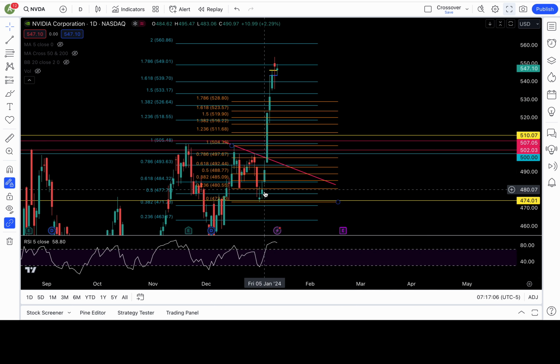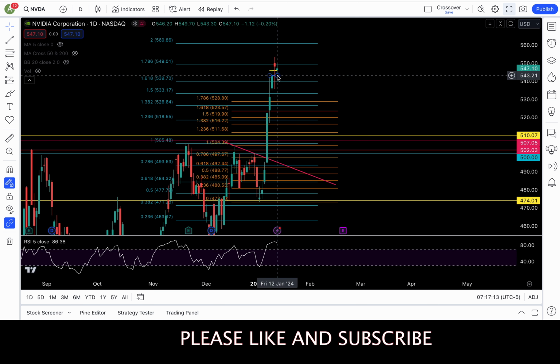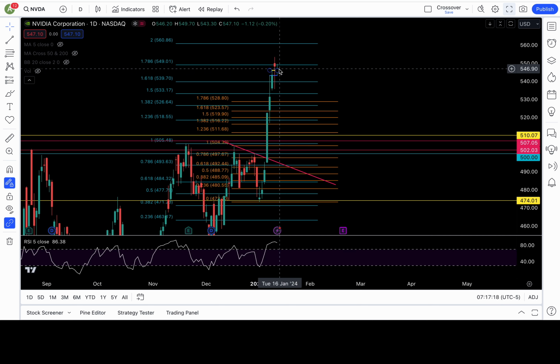Here's NVDA. We got a one-directional move to the upside all January so far. Got the first pullback on Friday with a lower close than the one on Thursday. We could get into the chop phase right now, so we have to be careful. Overall, the critical resistance level is at 549. That is the 1.786 fib level. So if 549 clears, we're heading back up. If 549 clears, it's very possible we head up to 552 and 553.5.